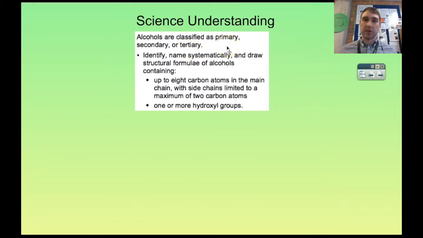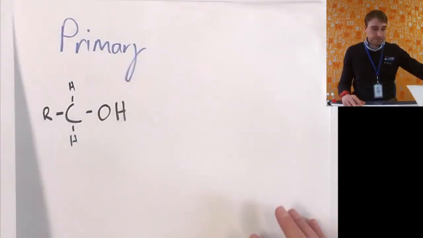Alcohols are classified as primary, secondary, and tertiary, and we will identify, name systematically, and draw alcohols containing up to 8 carbon atoms in the main chain with 2 side chains, and 1 or more hydroxyl groups. Let's start by looking at primary, secondary, and tertiary alcohols. So what do we mean by that?